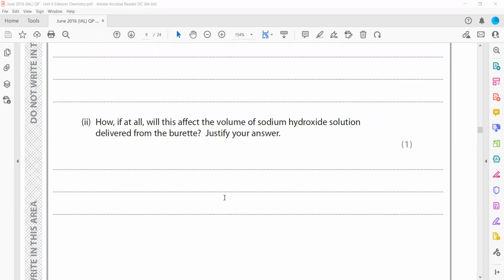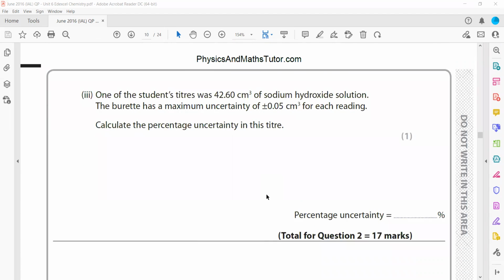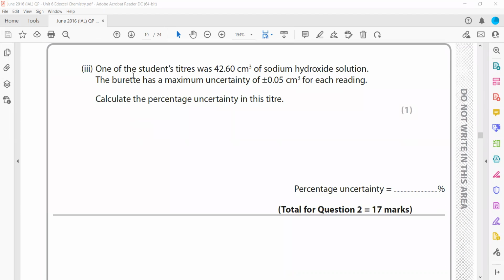If less acid molecules are there, less sodium hydroxide is needed, so the volume of sodium hydroxide will decrease. Because sodium hydroxide is reacting with the acid. If we are using a smaller amount of acid, it means we need a smaller amount of sodium hydroxide.